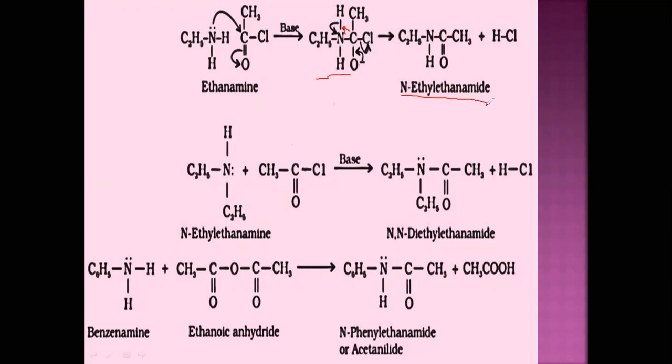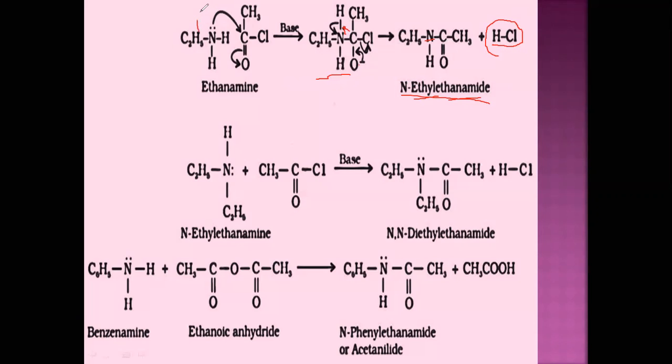Amide group formation takes place whenever amines react with acetyl chloride. Now here N-ethyl ethanamide is obtained. That means the nitrogen is directly attached to an ethyl group, and the two-carbon ethanamide is formed with HCl. The HCl formed here is neutralized by using pyridine as a base. Okay. Now this is the primary amine.